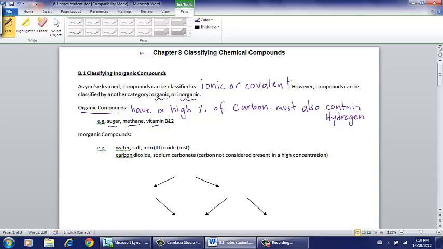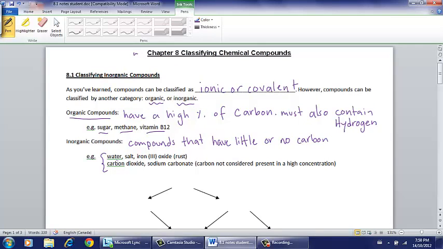Inorganic compounds are compounds that have little or no carbon. Examples are things like water, salt, carbon dioxide, etc.